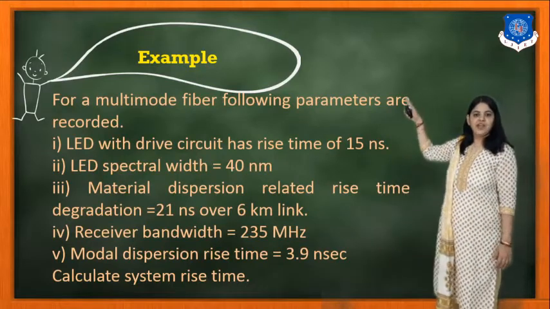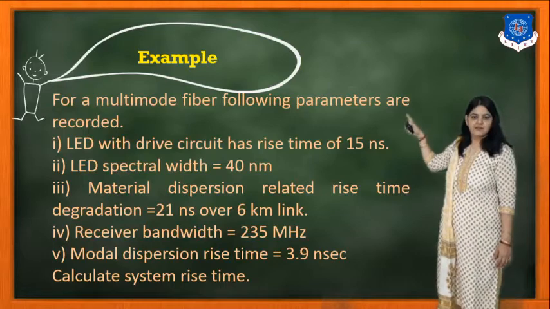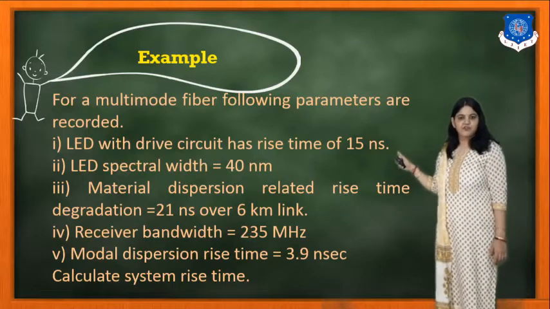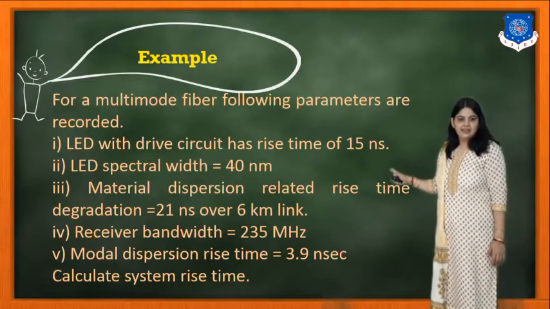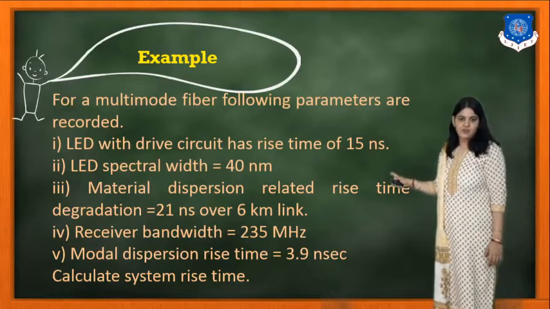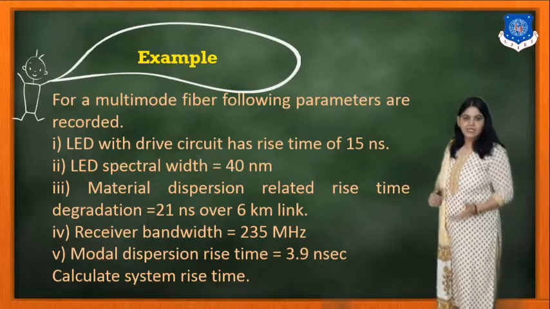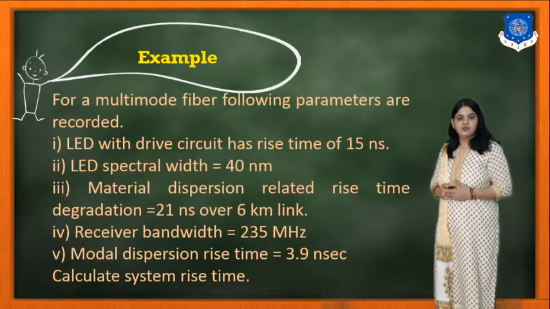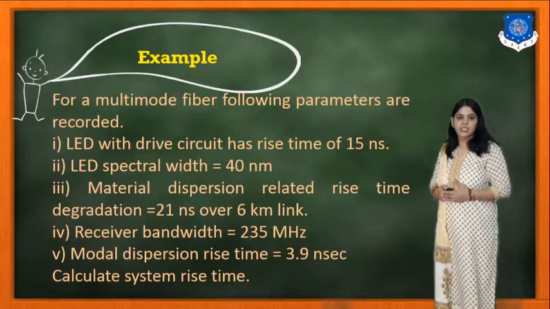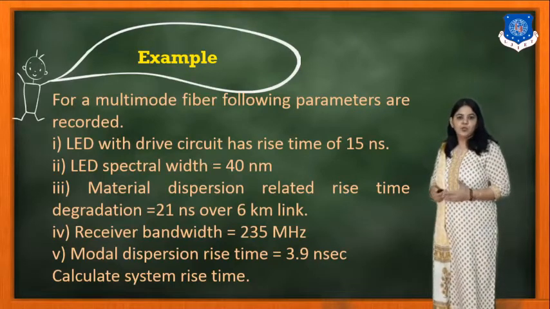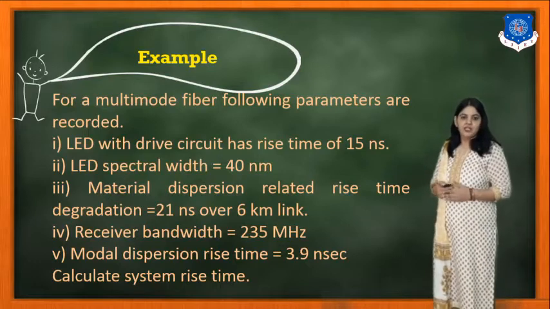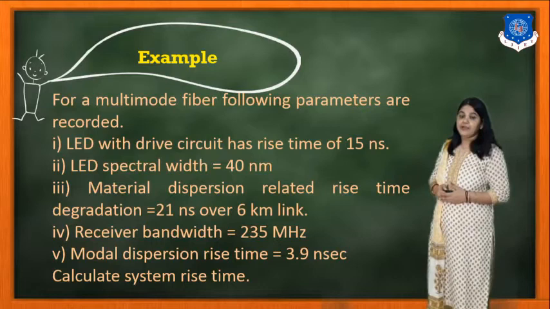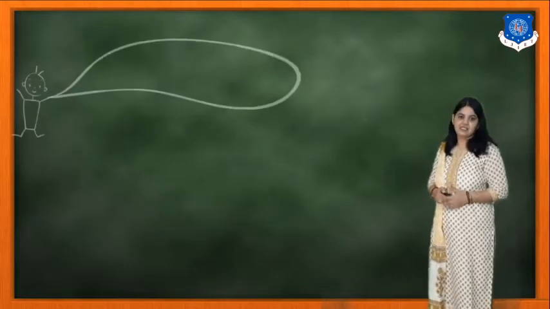For a multi-mode fiber, the following parameters are recorded. The LED with the drive circuit has a rise time of 15 nanoseconds. LED spectral width is equal to 40 nanometers. The material dispersion rise time degradation is 21 nanoseconds over the 6 kilometer link. Receiver bandwidth is 235 megahertz. Modal dispersion rise time is 3.9 nanoseconds. Calculate the system rise time.